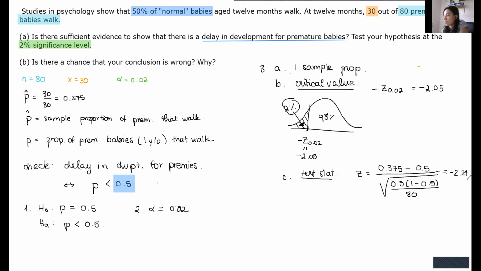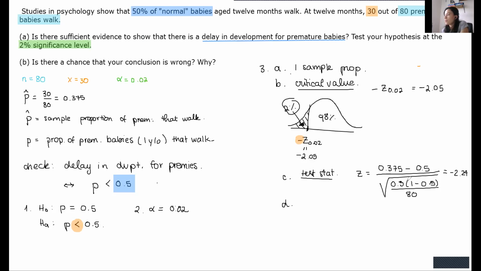Does everybody understand this? Quick question. Why did we use the negative z instead of a positive z? Why does it have to be a negative? It's negative because we're checking if the proportion is smaller than a value. Okay, okay.